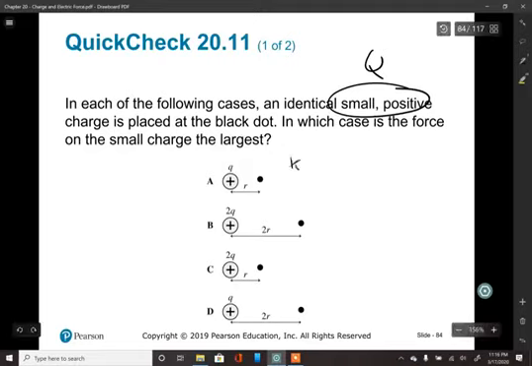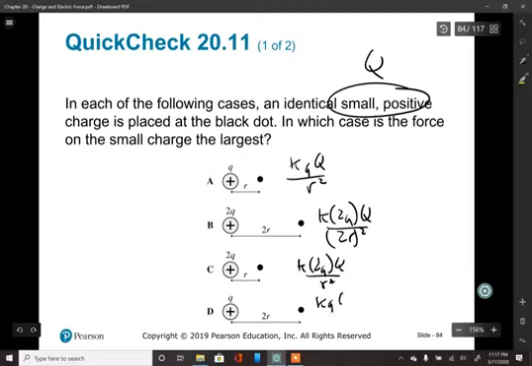So this one, just plug it in. kQ capital Q over r squared. k 2Q capital Q over 2r squared. k 2Q capital Q over r squared. kQ capital Q over 2r squared.